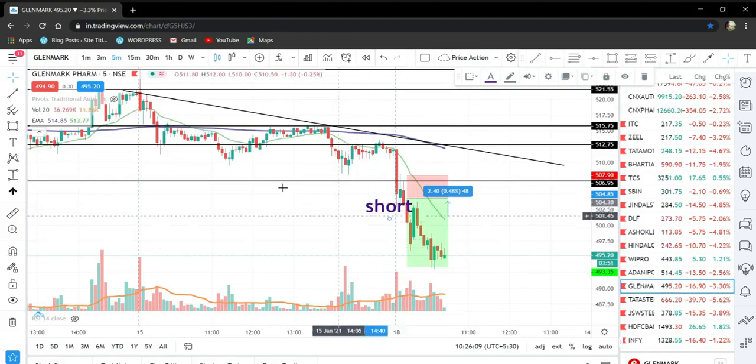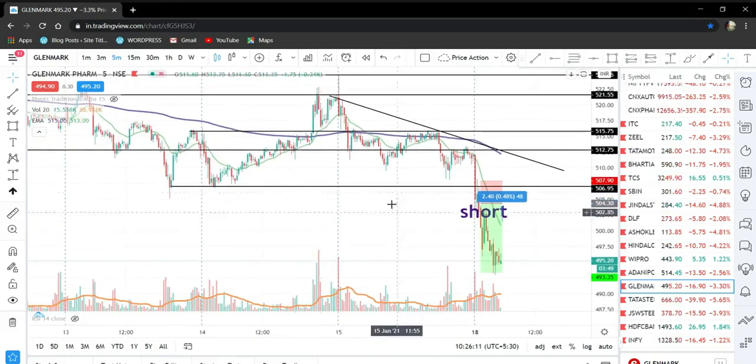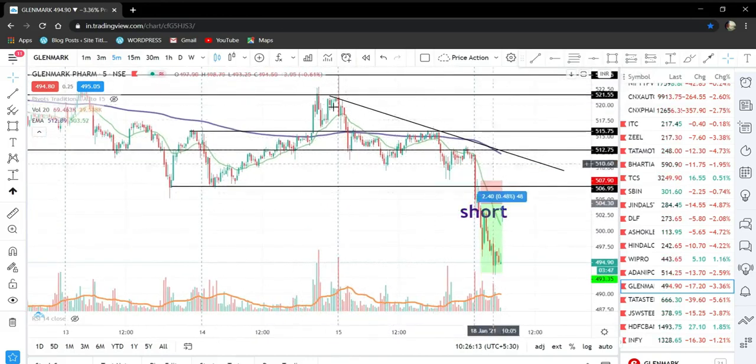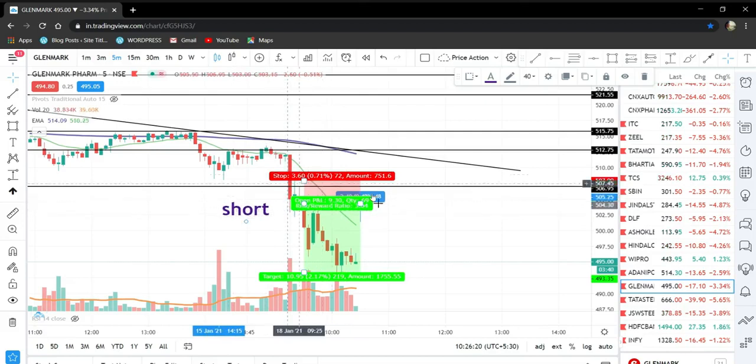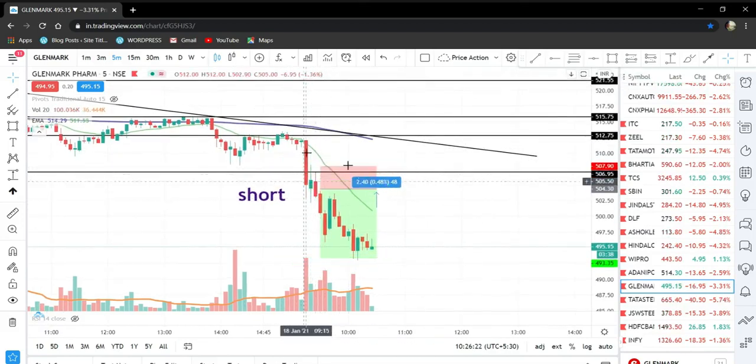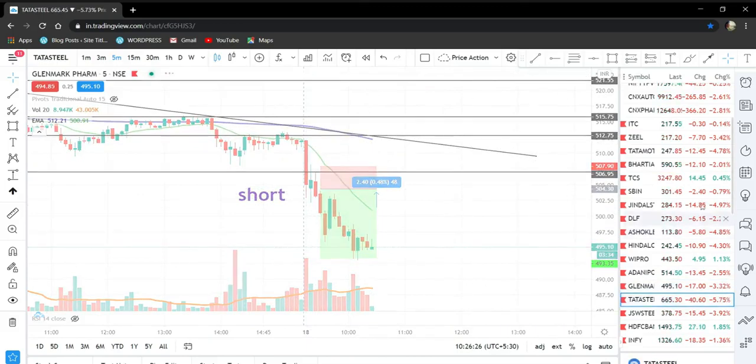The next stock is Glenmark. So you can see that there was a triangle-like pattern. The stock had broken its support region, and you could have taken a trade in this, and there you would have gotten a 3:1 risk reward ratio, and it would have been a good trade.